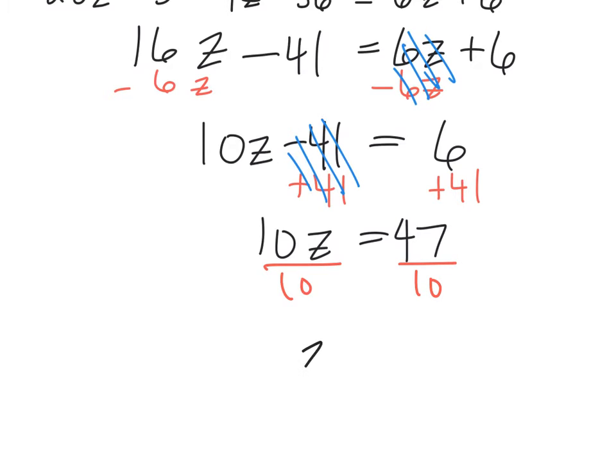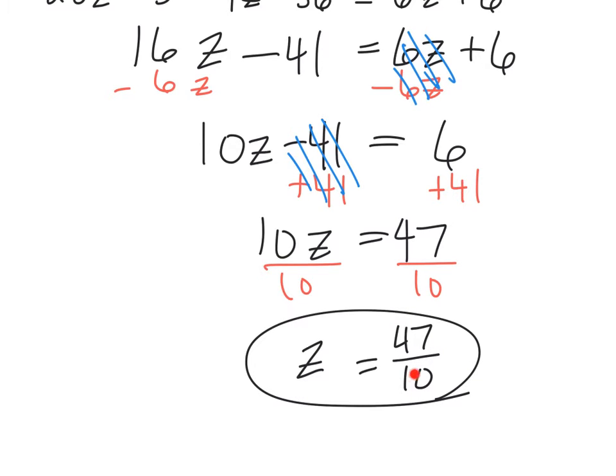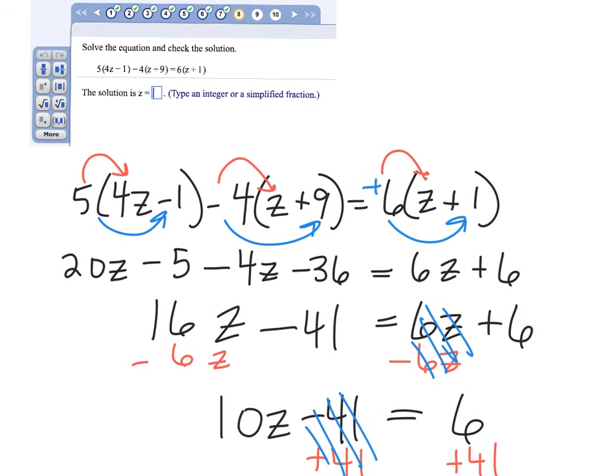And that ends up giving us z equals, and I'm just going to leave it as 47 tenths because 47 is not divisible by 10 perfectly. This fraction can't be reduced. So our answer is 47 tenths. So right there, our answer is 47 tenths.